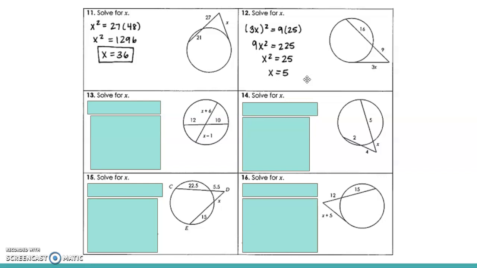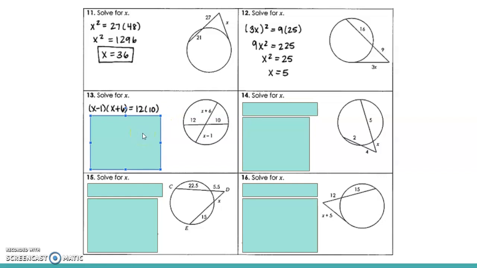Our next couple of examples are going to be using factoring. So when we look at number 13, we're first going to start with setting up our problem. Remember, if we're intersecting inside that circle, we're taking the two parts and multiplying them together. So that's going to be x minus 1 times x plus 6 is equal to 12 times 10.